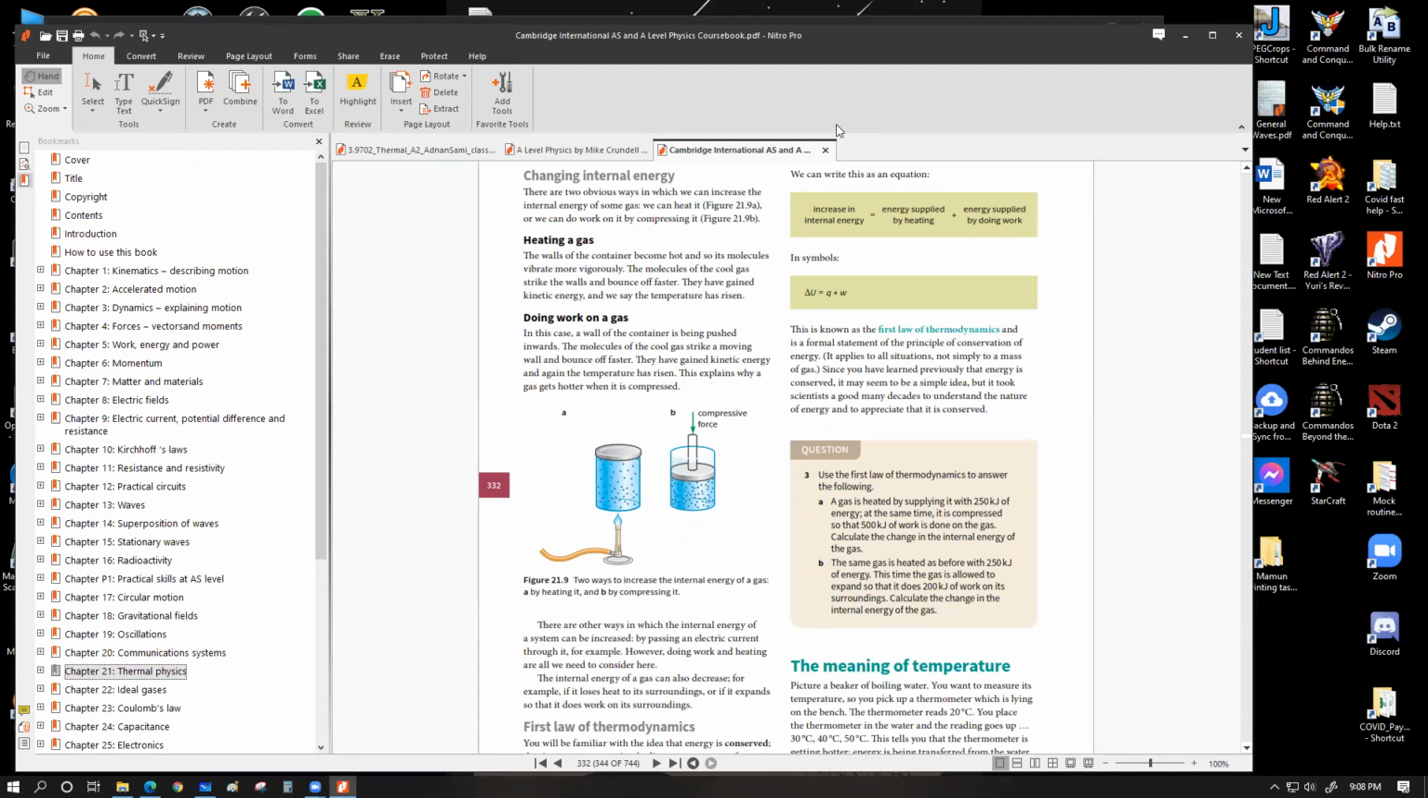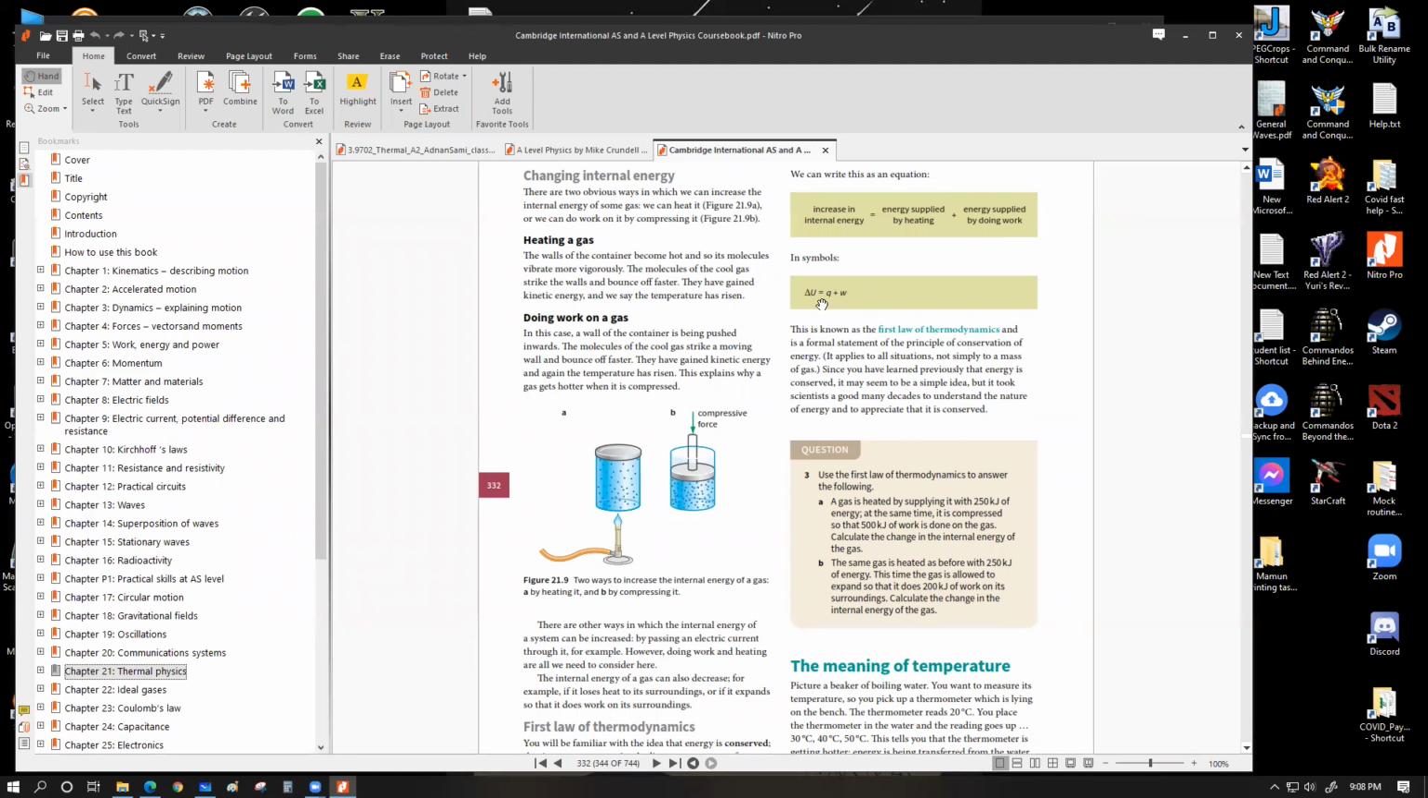We can either provide heat energy directly to the system, energy supplied by heating, or we can supply energy by doing work, which means if we do some work on the gaseous system by reducing its volume, by squeezing it, that process can also store some internal energy within the system.